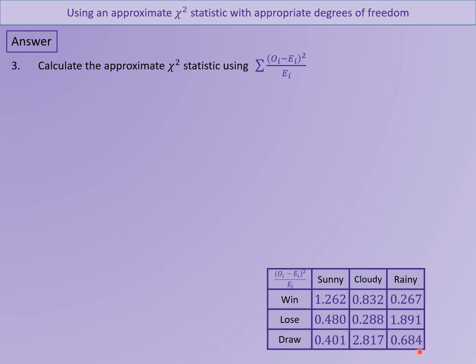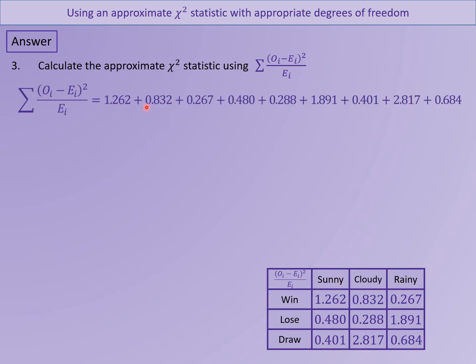Okay, so what we're going to do now is calculate the approximation by summing up all those possible results. So we can add them all up. There they all are. Work out that total. It gets you a grand total of about 8.92. You need to compare this to the chi-squared critical value, but before you can compare it, we need to know the degrees of freedom. The degrees of freedom are always rows take away 1, multiplied by columns take away 1. That does get us the value.